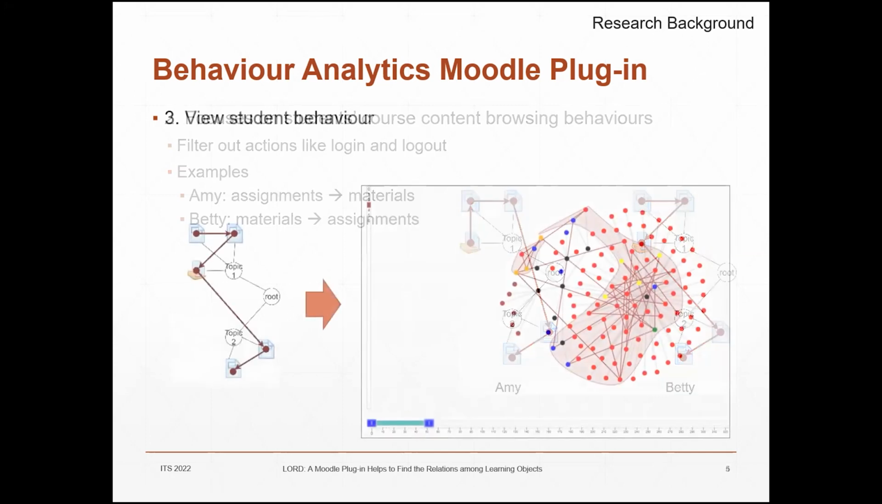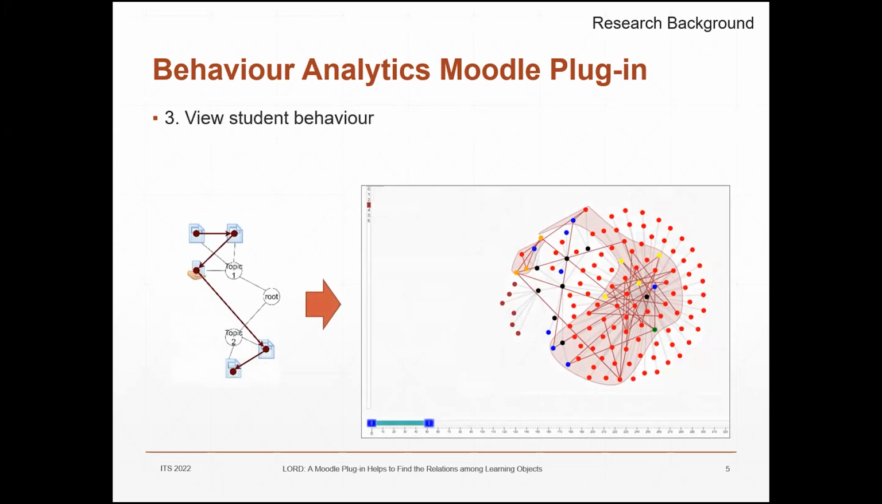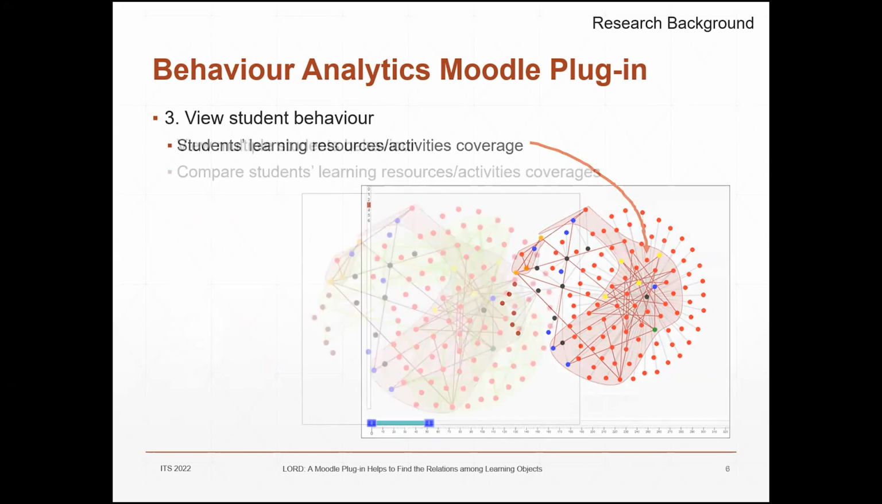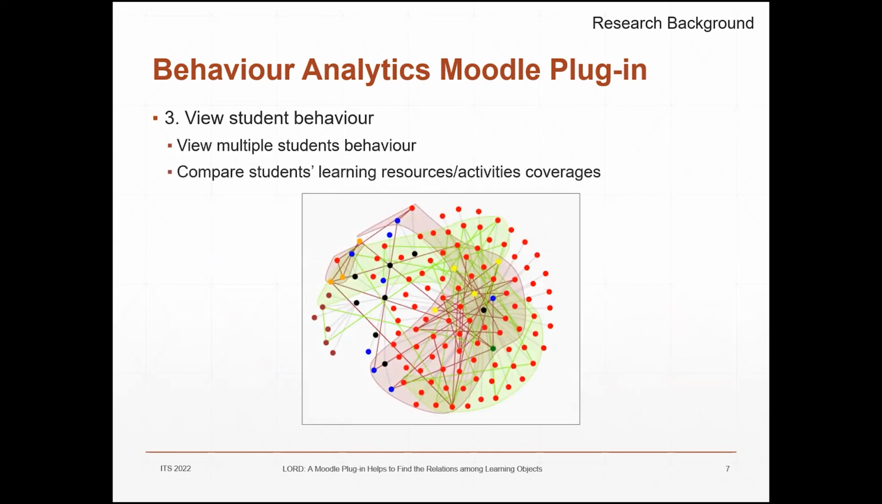In this system, we are able to see the students' learning behavior. This graph is a real system snapshot. You are able to see all the tracks. And the good part is you are able to see the activity coverage. This coverage can help teachers compare students' behavior. For example, here we compare 2 students' behavior, and you will find some activities are covered by both students.